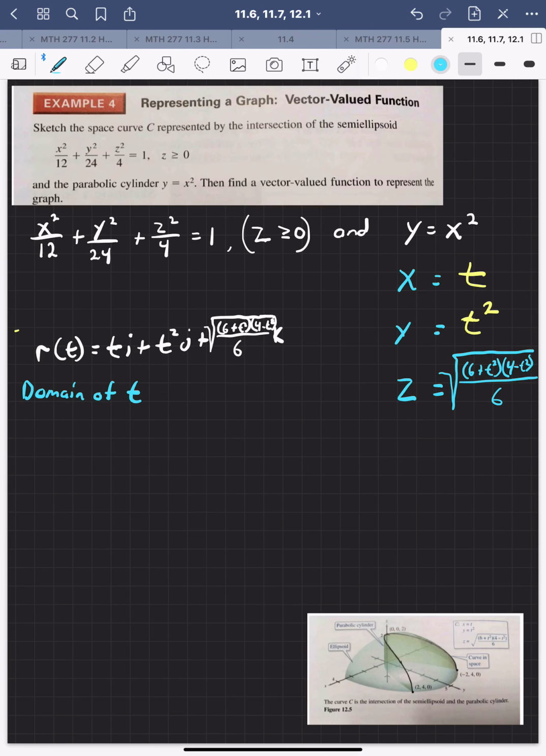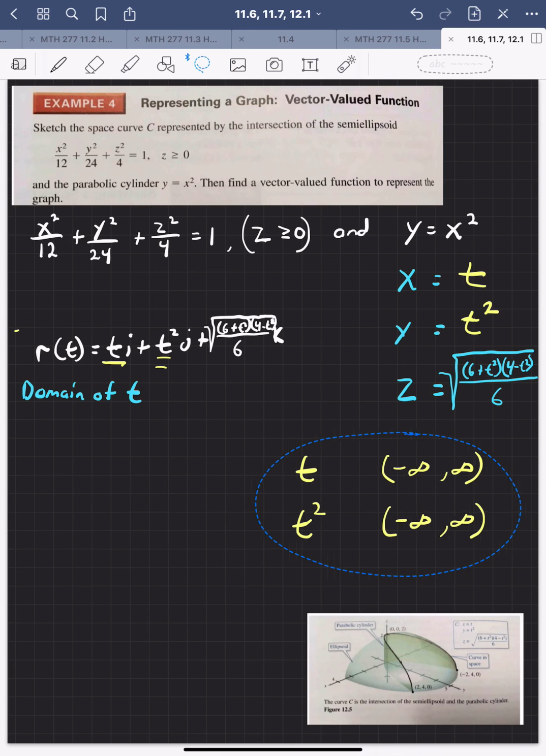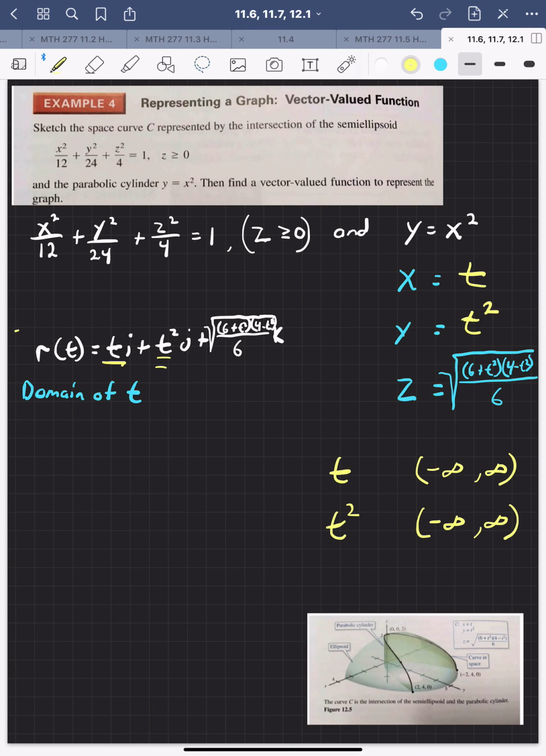Ready? Let's go ahead and go component by component. So let's start with the first component. Well, I have no domain restrictions there, negative infinity to positive infinity. Let's go to the second component. I have no domain restrictions there. And now we'll go to the third component, and let's see if we have any domain restrictions in the third component.